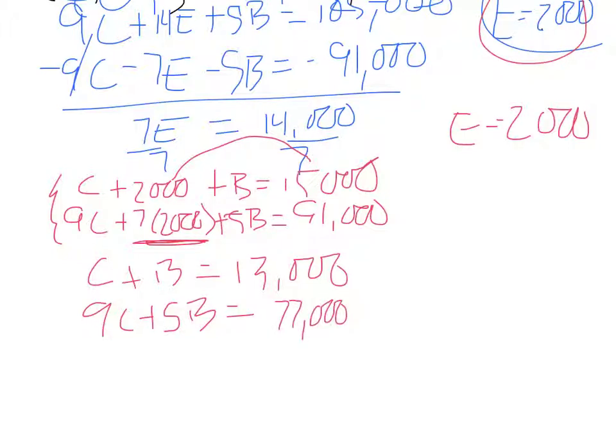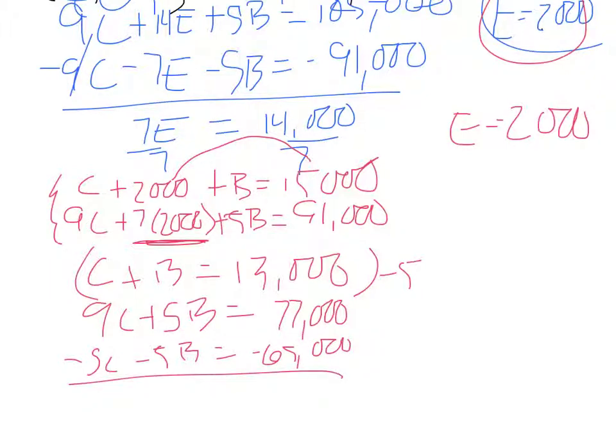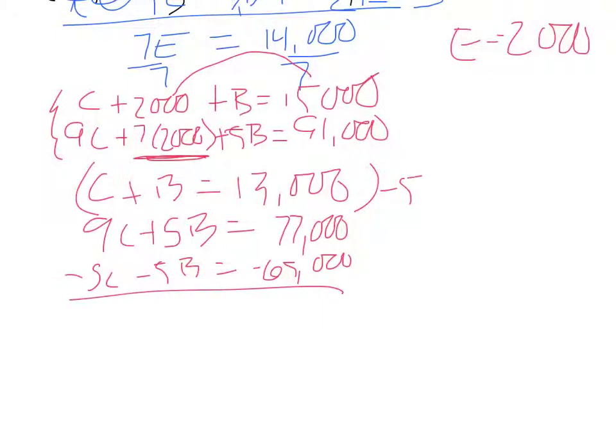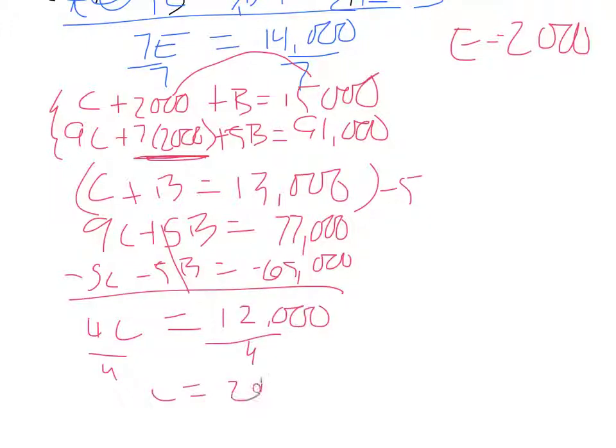So now I'm going to eliminate the B's here, so I'm going to multiply this by negative 5. So negative 5C minus 5B equals negative 65,000. Add these guys up. 4C, B's cancel, equals 12,000. Divide by 4, and C equals 3,000. So there's 3,000 courtside seats.